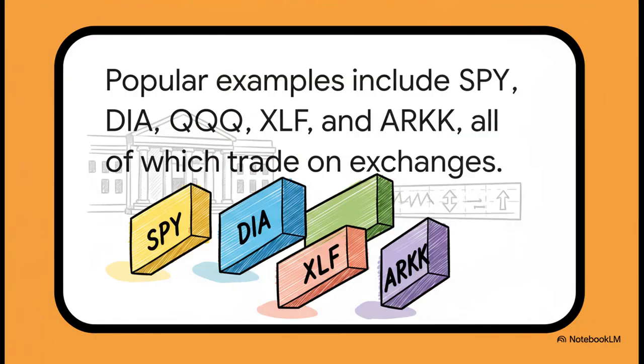I bet you've seen some of these tickers before. SPY, for example, is a huge one. It tracks the S&P 500. Then there's QQQ, which follows the NASDAQ 100, so it's very tech-focused. These, along with others like DIA, XLF, and even RKK, are all super popular ETFs that let you buy a piece of a specific market with just a single trade.